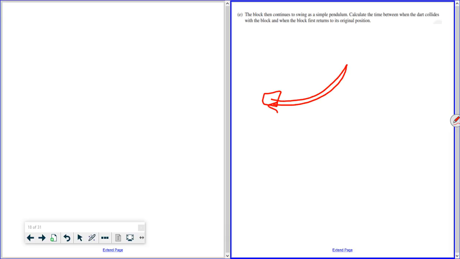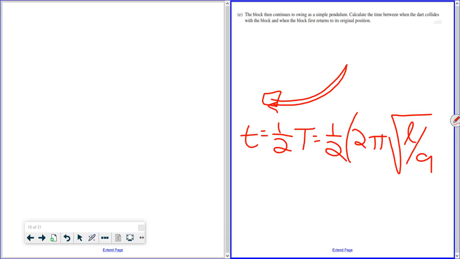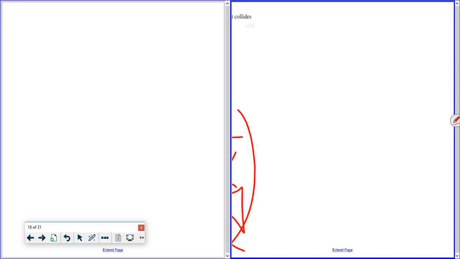Tell me something useful. Isn't that half of a period? Right? Because a full period would be a full swing there and a full swing back, right? This is half of that, right? So the time we're looking for is half of the period, which is 1/2 of 2 pi root L over G, and solve it. Cool? All right, and then finally, F.